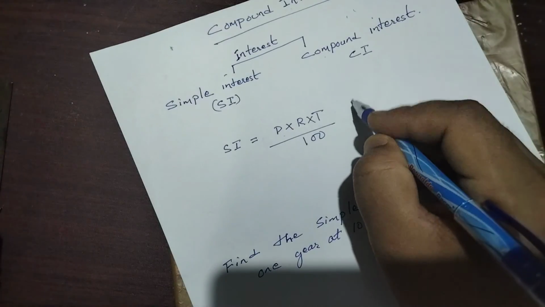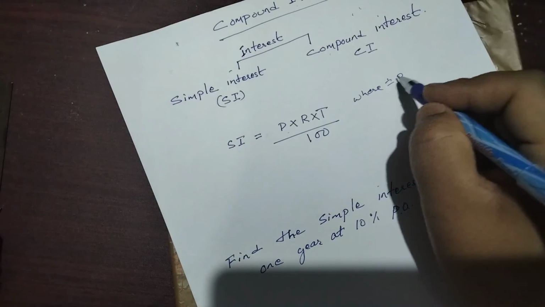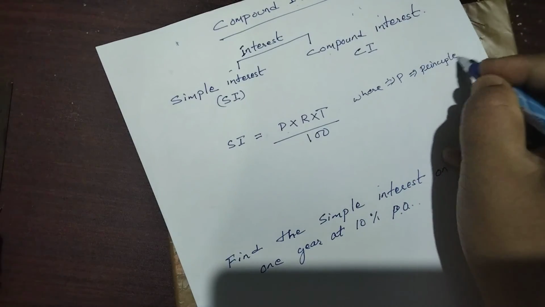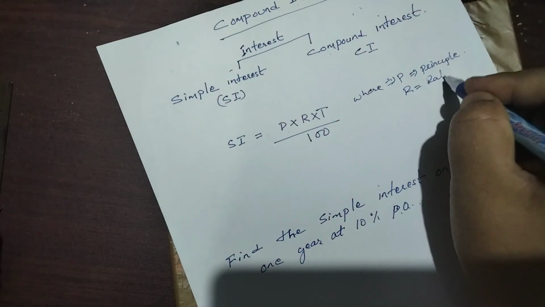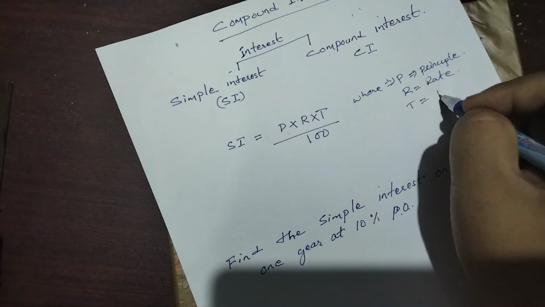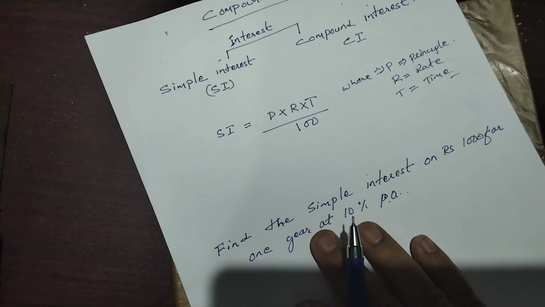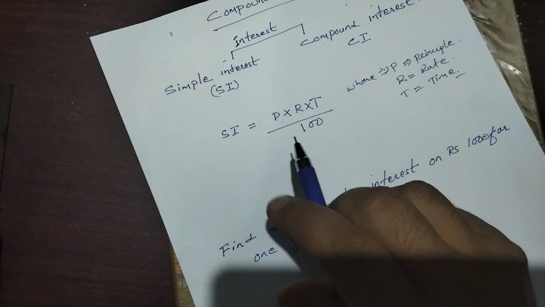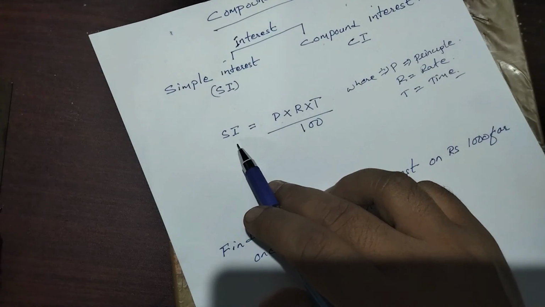Okay, where P is what? Principal amount. Then R means rate. What is the rate of interest? T means time. For what time are you borrowing that money? Divided by 100. In this way you can simply bring out the interest. You can simply calculate it by the simple interest method.